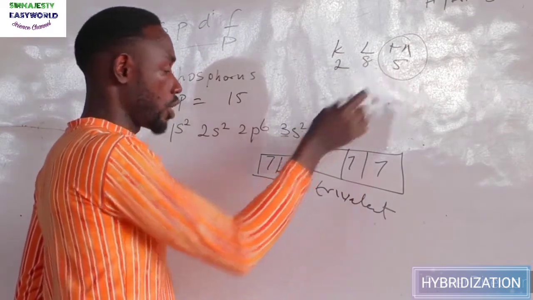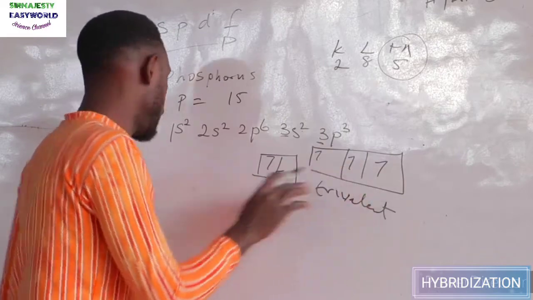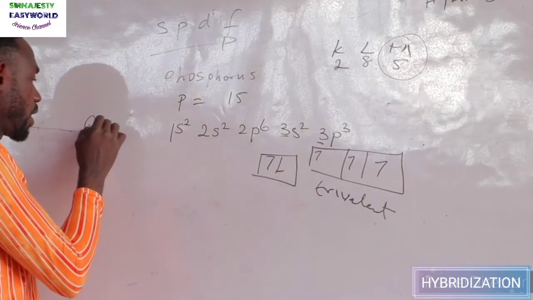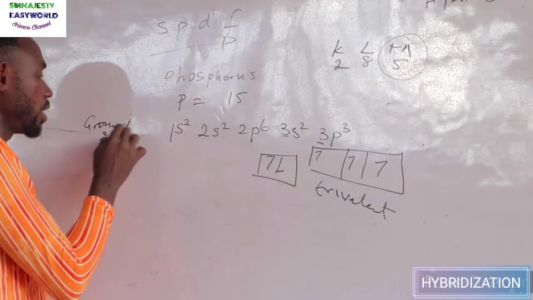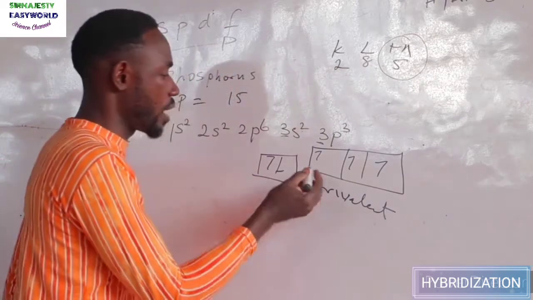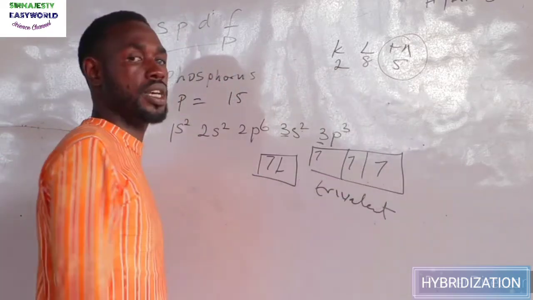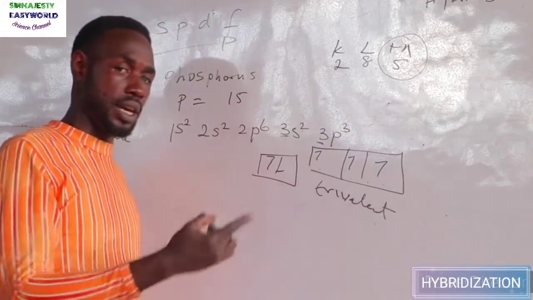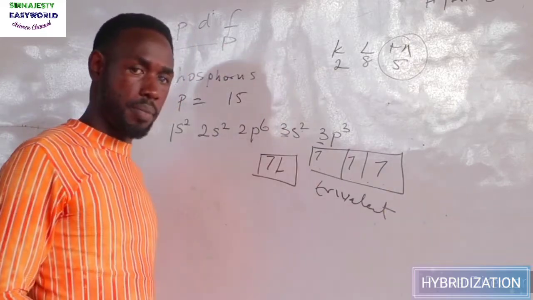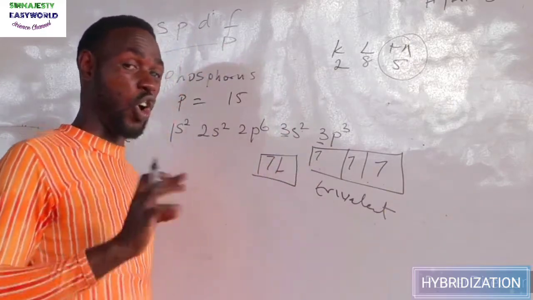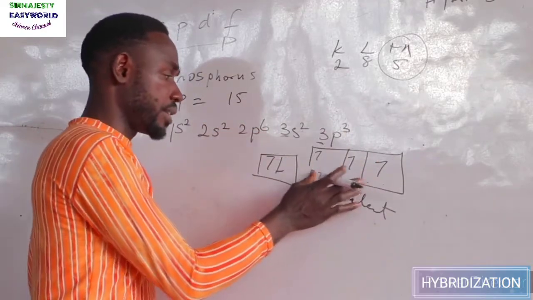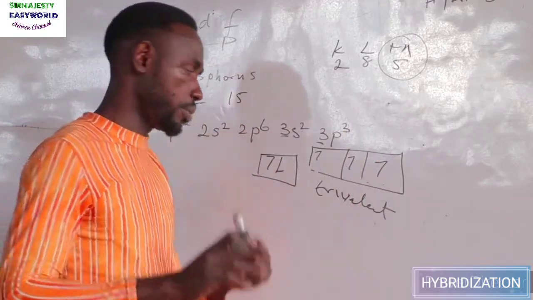Despite it has 5 here. But by this, we now show that in the ground state, what I've written now is the ground state configuration. In the ground state, phosphorus is trivalent. Why? Because it has 3 unpaired orbitals, and only unpaired orbitals are available for covalent bonding. Remember, a paired orbital can only participate in coordinate covalent bonding, but unpaired orbitals participate in covalent bond formation.